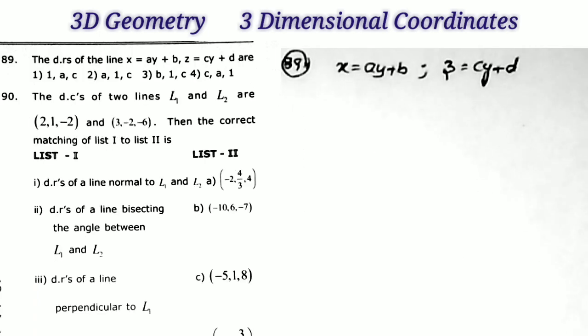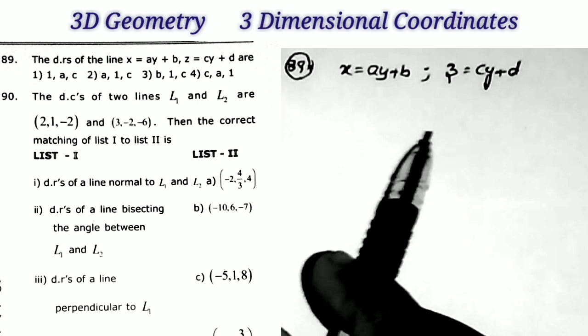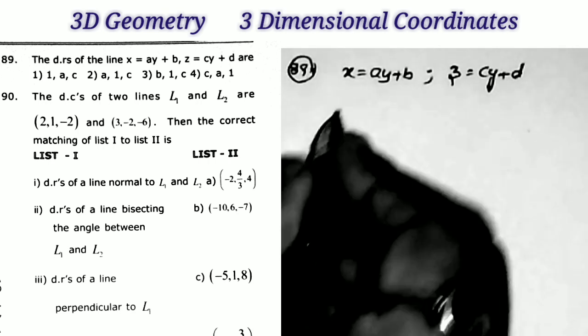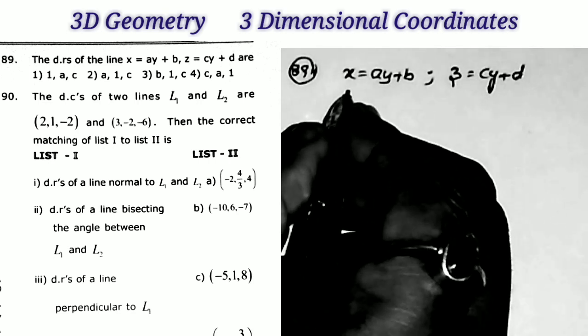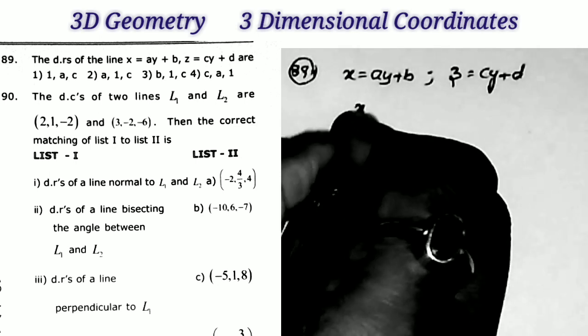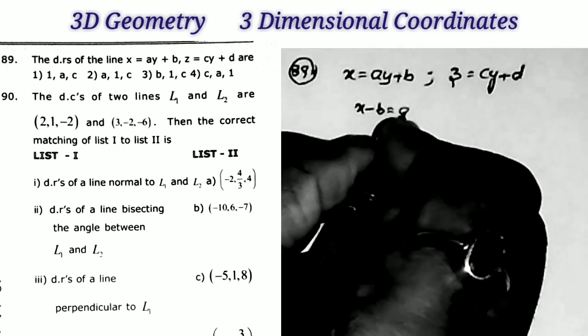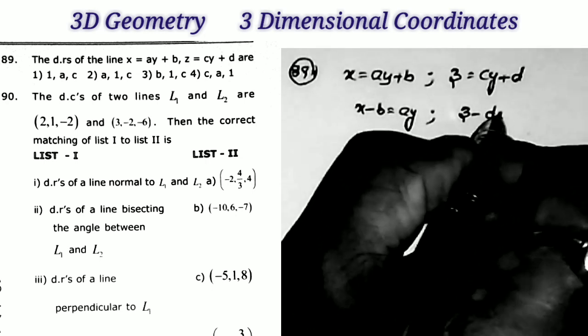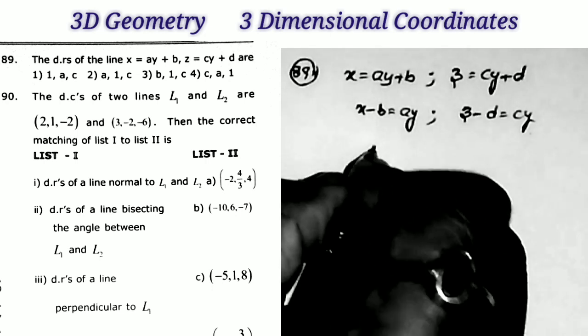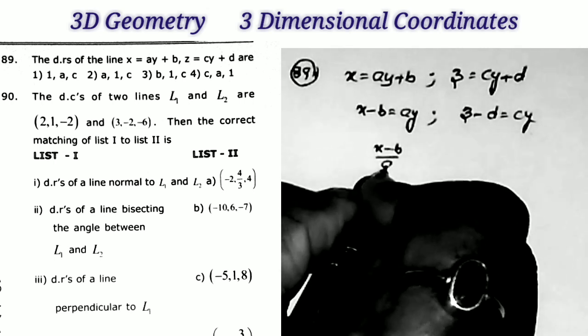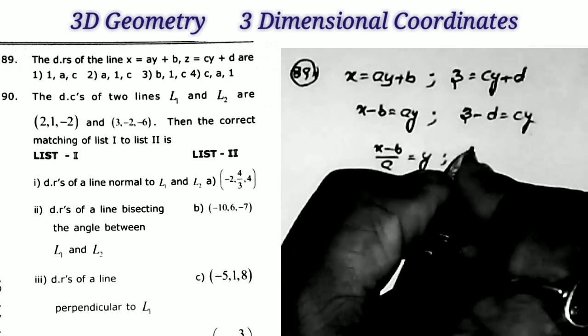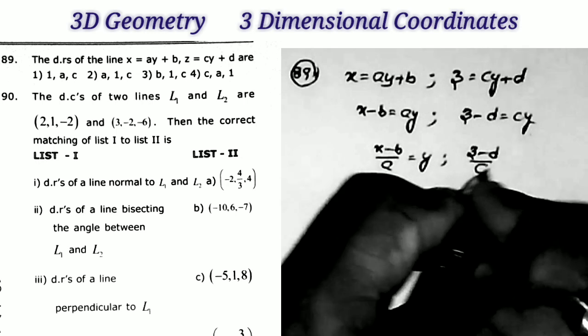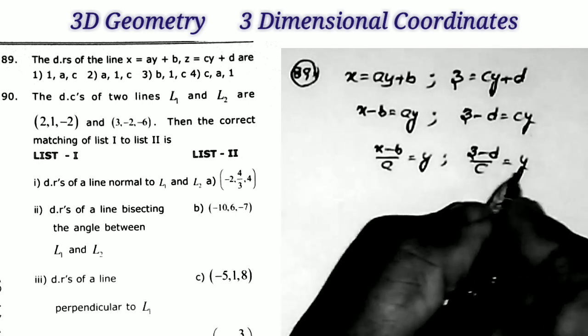The DRs of the line x is equal to ay plus b, z is equal to cy plus d are. So here two equations are given. We want the DRs of the line. Now what is the first equation here? x is equal to ay plus b, that is x minus b is equal to ay. And what is the second equation? z minus d is equal to cy. From this, (x minus b) by a is equal to y and (z minus d) by c is equal to y. So this is the y value, this is the y value.